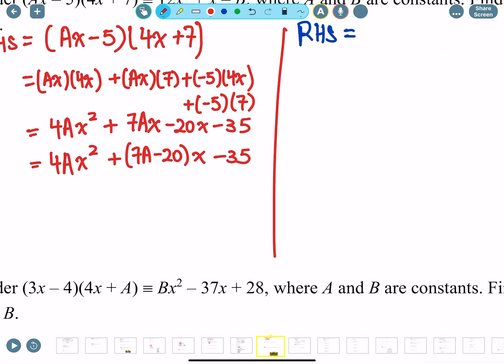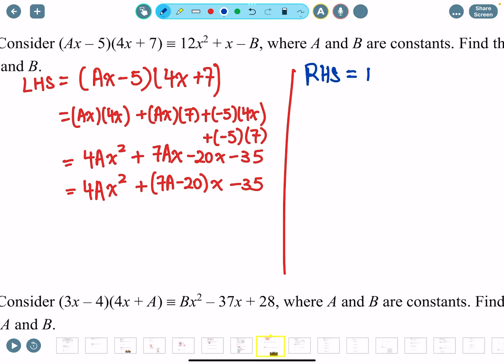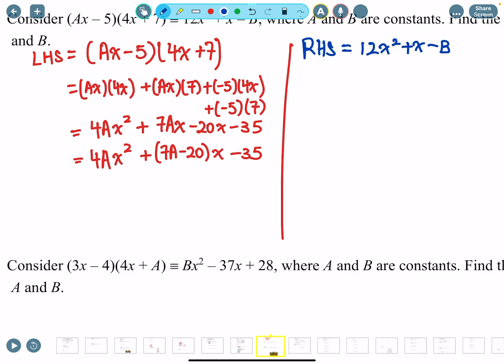So we keep it like that. We want to have only one single x. Now on the right hand side, we have 12x squared plus x minus b. Now if we're going to compare the like terms, 12 is supposed to be similar or identical to 4a. Right? I'm going to take it out. I'll put us in one equation. 4a equals 12. All you have to do is solve for a. So a equals 3, right? Yeah, 12 divided by 4, 3.